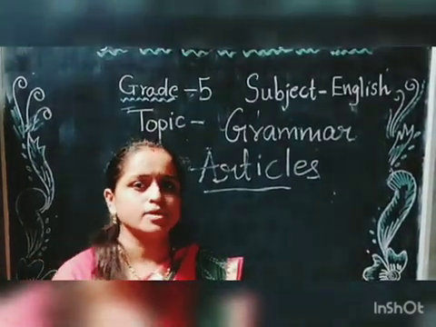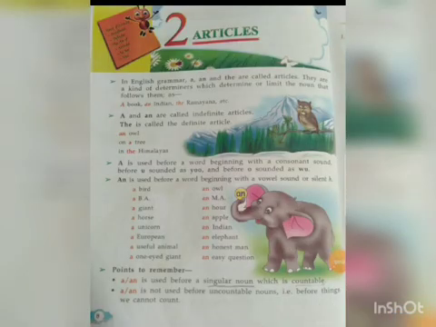So open your books, let us see the grammar part. So let's start with the grammar topic, that is articles. So what are articles, students? We have studied them in the previous year. Okay, in English grammar, a and an and the are called articles. They are a kind of determiners which determine or limit the noun that follows them, as a book, an Indian, and the Ramayana, etc. A and an are called indefinite articles, whereas the is called a definite article. So a and an, they are indefinite articles, and the is called a definite article.